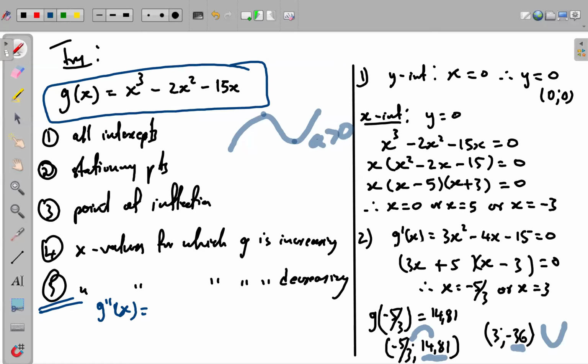Okay. So g double prime is equal to, where is it now? The first derivative is 3x squared minus 4x minus 15. So this will be now 6x minus 4, but I must solve for x when this is 0. So 6x equals 4. So x is 4 over 6, which will simplify to 2 over 3. But I need a point, I need coordinates, so you're going to substitute the 2 over 3 into the original.